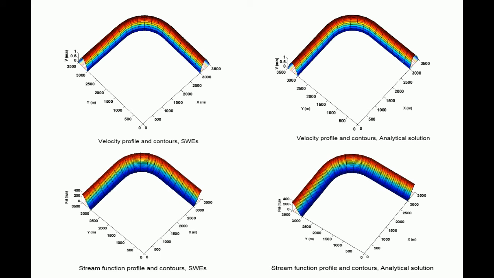Stream function profile and velocity profile. Here, the velocity profile has a parabolic profile, and because the stream function is derived from velocity, the second order equation becomes a first order equation, and we have a linear type of profile for the stream function.